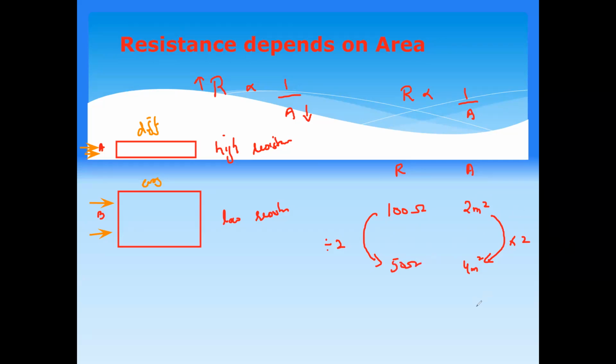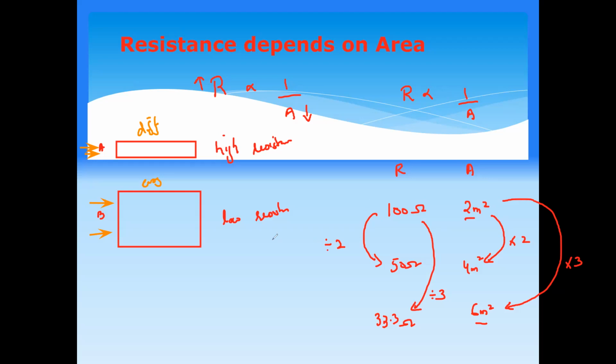Same thing, if we have, for example, an area of 6 meters square. Originally it was 2 and now it is 6 meters square. So what happened to the area? The area becomes 3 times. So if area is increased by 3, what happens to resistance? The resistance will decrease by 3. So it will be 100 divided by 3, which is 33.3 ohms. So whenever we increase the area, the resistance will decrease, and the opposite will happen for length.